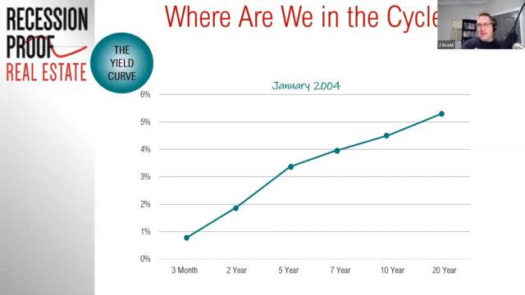So what we see back in January 2004 is the yield curve started in the lower left and it went up to the upper right. This is what a typical, normal, healthy yield curve looks like. This is what we typically see in a strong economy. It's exactly what we expect.